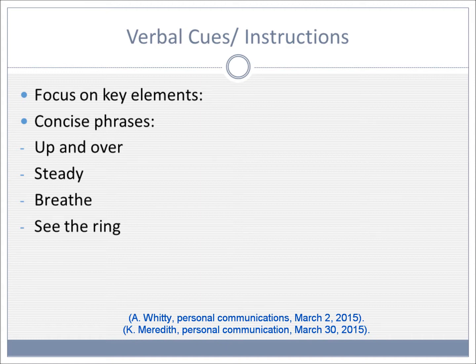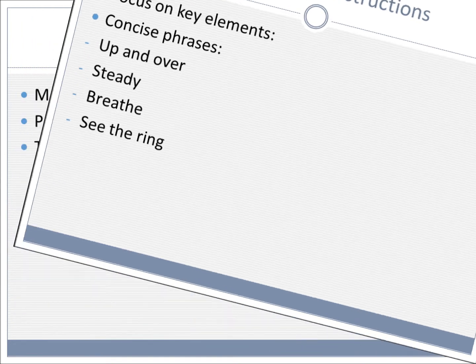Steady. This means ensure your body is balanced before shooting. Breathe. Every time you turn to the post to shoot, breathe first to be composed and settled. See the ring. When shooting, don't see or focus on the defender, just see the ring.